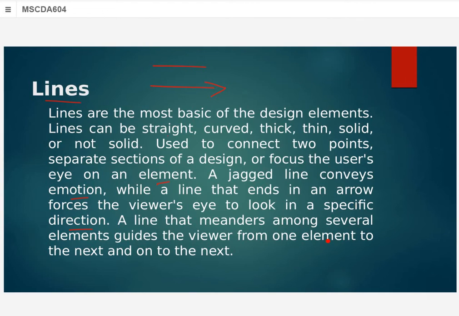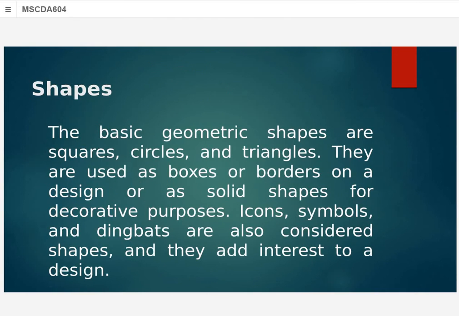So a line that meanders among several elements guides the viewers from one element to the next and to the next, etc. Then we have shapes, with squares, circles, triangles. They are used as boxes or borders on a design, or as solid shapes for decorative purposes. So you'll be using this in your design.